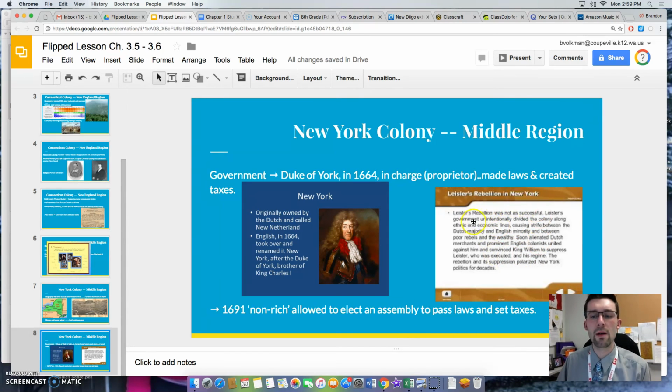Read this right here about Leisler's rebellion. It's very interesting. This gentleman tried to help the poor people of the New York colony in such a way so that they could create an assembly, and for a while it worked, but he made a lot of the rich people unhappy, and he made other people unhappy, and as a result, he faced a gruesome death.